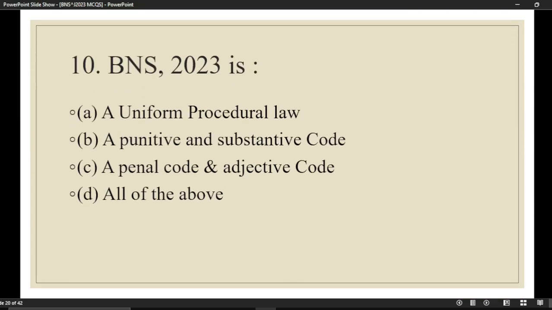Question 10. BNS, is it a uniform procedural law? Option B, a punitive and substantive code. Option C, a penal code and adjective code. Or is it option D, all of the above? And the correct answer to this question is option number B, that is our Bharatiya Nyaya Sanhita is a punitive and a substantive code.